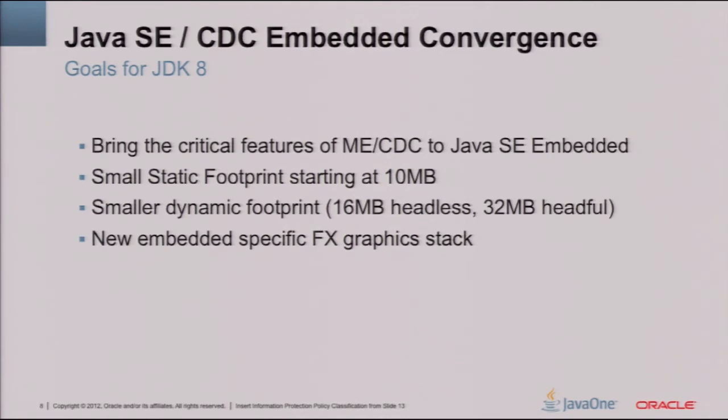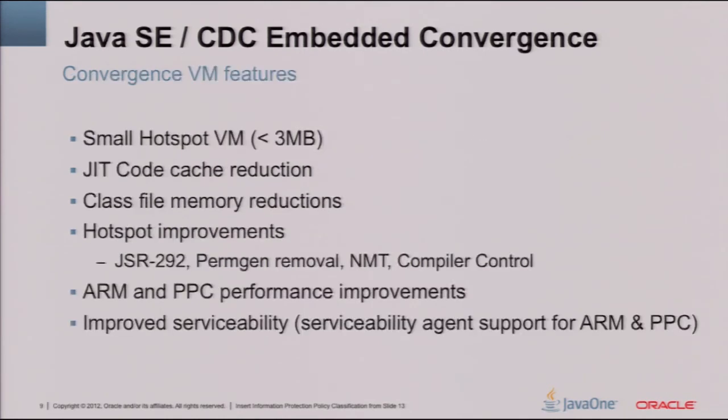And we're also reducing the memory even further than we've done with SE Embedded, the version 7 today. We're getting it down to 16 megabytes for headless applications and 32 megabytes for headful. And as I mentioned earlier, we have a new embedded FX stack that is going to provide an alternative stack to Java 2D, Swing, and AWT, which does consume a considerable amount of memory and disk footprint, static footprint.